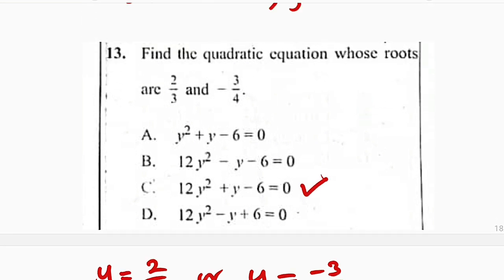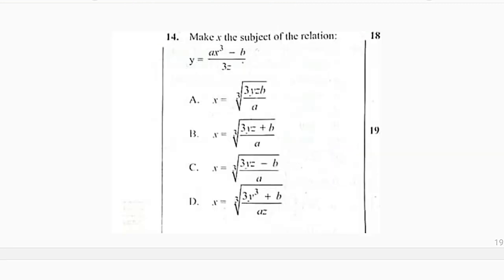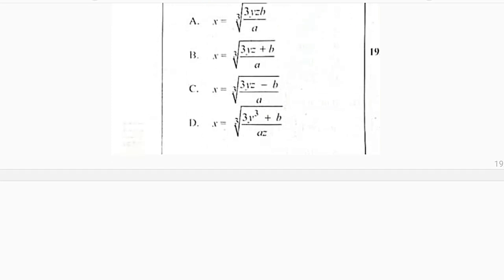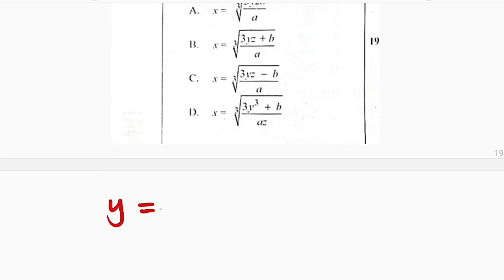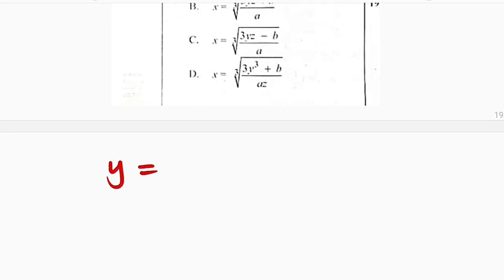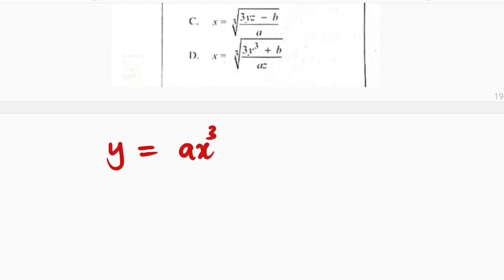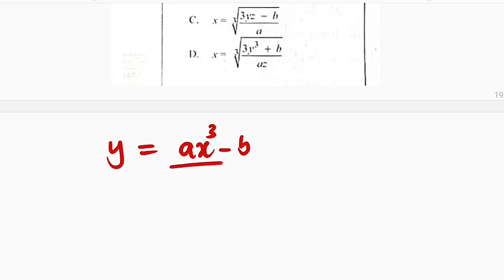Now let us move on to question number 14. All right, here is question number 14. We are asked to make x the subject of the relation y equal to ax cubed minus b divided by 3z. Let me rewrite it here. We have y equal to ax cubed minus b divided by 3z.